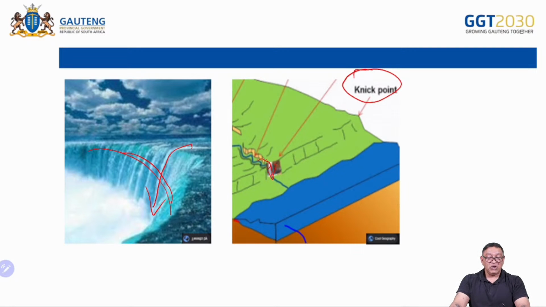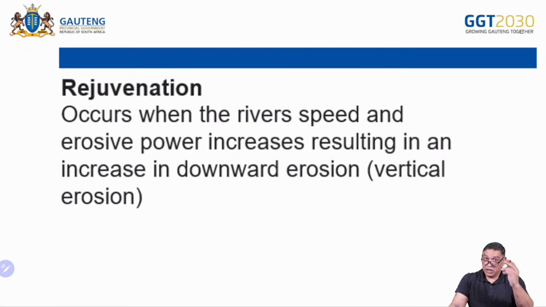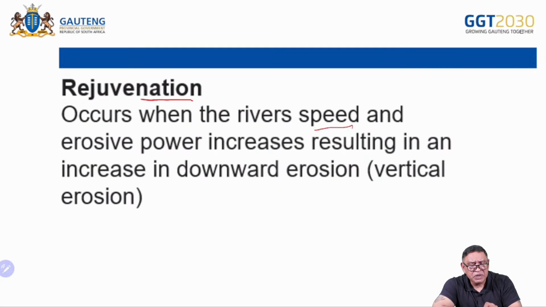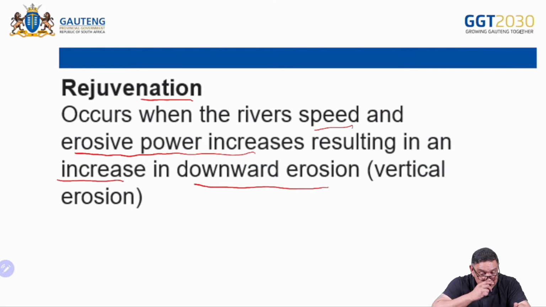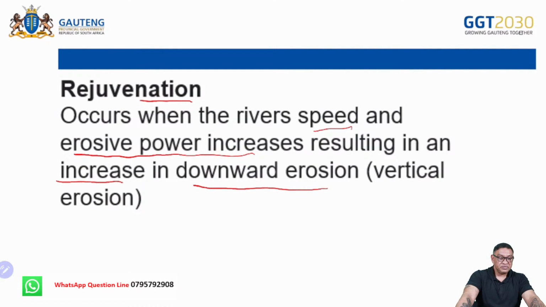All right, so let's look at it here. What's rejuvenation? It occurs when a river's speed and erosive power increases. It's got more energy, resulting in an increase in downward erosion, vertical erosion. So its speed and power have increased, and therefore we're having more downward erosion. It has more energy now.